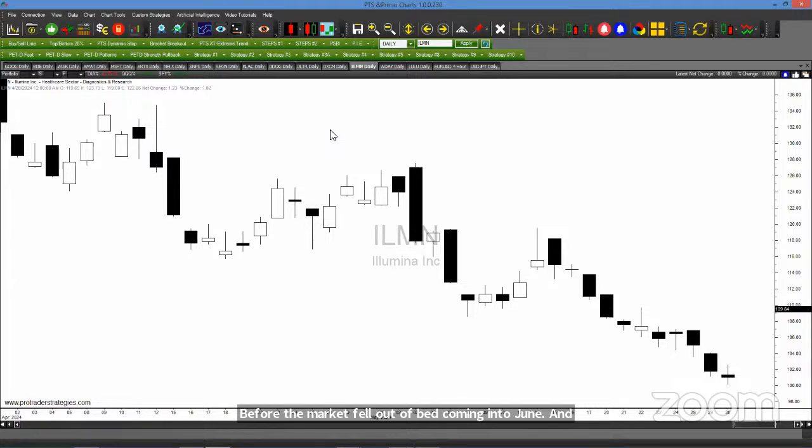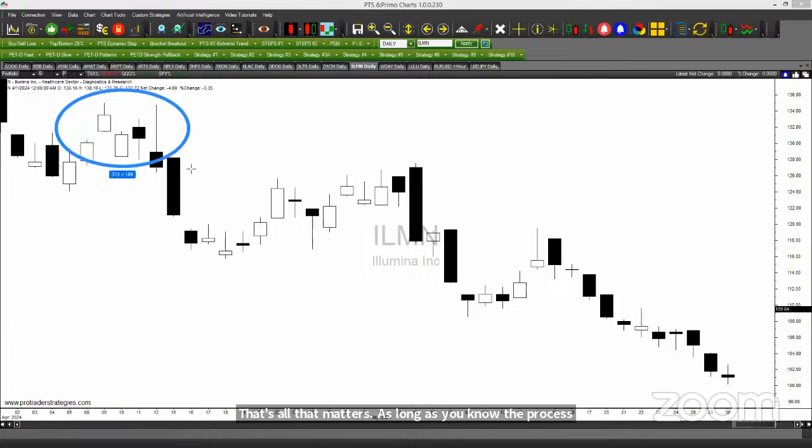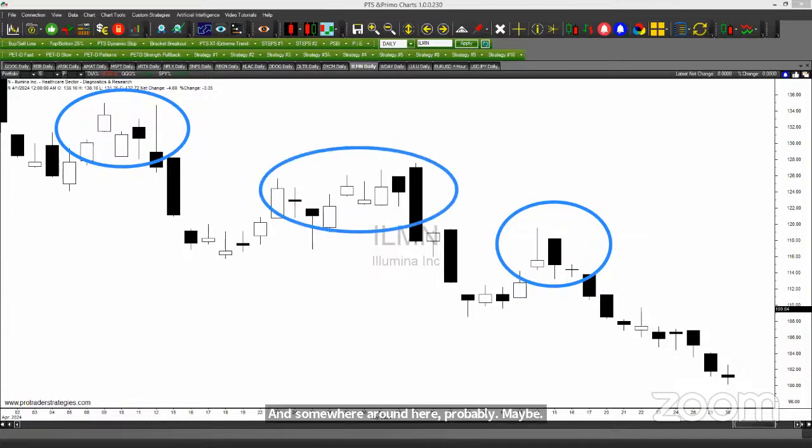Okay, ILMN, Illumina, excuse me. I don't trade a lot of these stocks, but they're perfect examples of, once again, how pullbacks work. That's all that matters, as long as you know the process. Now, if we had applied this pullback process, look, we would have wanted to sell somewhere around here and somewhere around here, probably. Maybe even here. I'm not sure, but we'll see. Okay, let's see what strategy number 9 did.